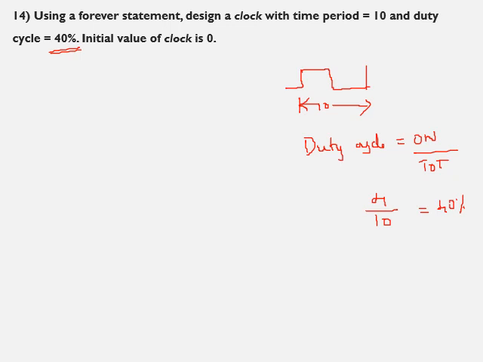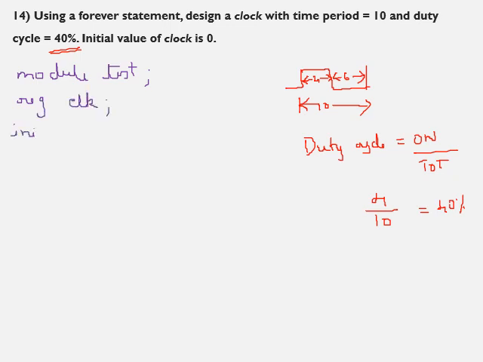So I need an on period of 4 and an off period of 6. So this is what you are required to generate. Now we'll proceed to write the program. I'll again take the module name as test only. Okay, I will declare a register clock.